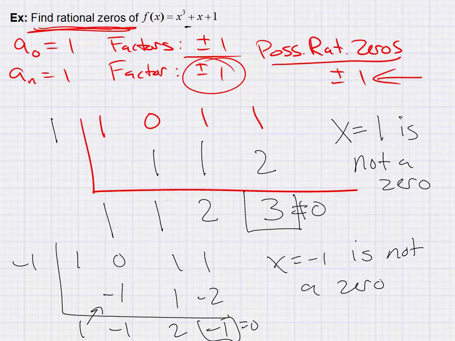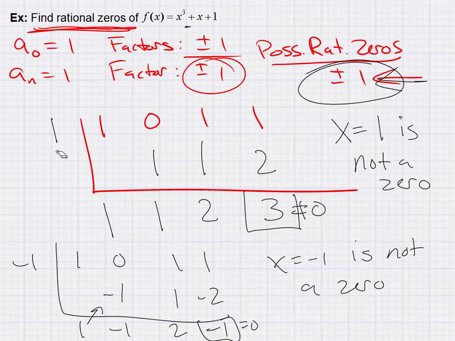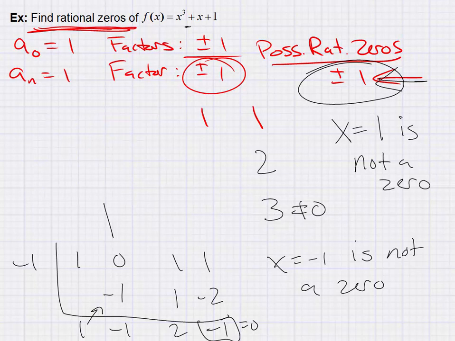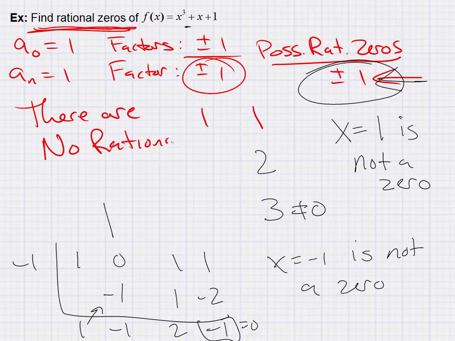Okay? So if -1 is not a 0 and +1 is not a 0, and these are the only possible rational zeros I have, how can I find the rational zeros? Well, there aren't any in this particular case, because these were the only possible ones that would work. Neither of them do work, so in this case what I can say is that there are no rational zeros. Now that doesn't mean that there's no zeros, period. It just means that there's no rational zeros.